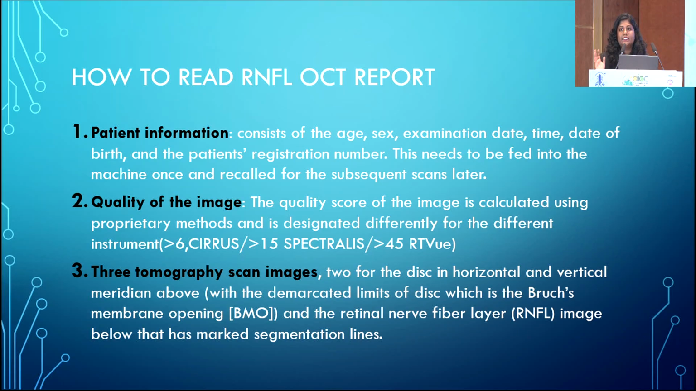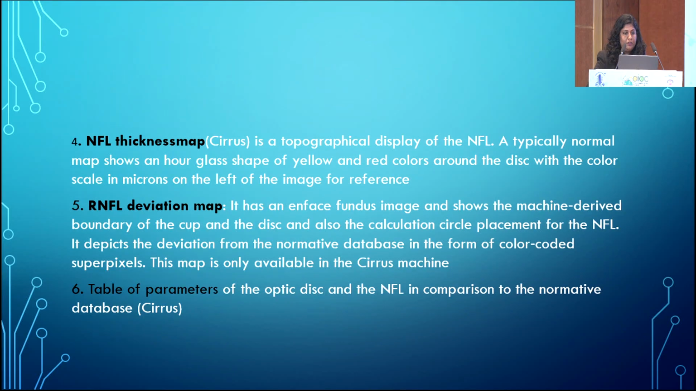What is the quality of the image? It is specific for each machine. For Cirrus, it is more than 6. For Spectralis, it is more than 15. And for RTVue, it is more than 45. You have to check the quality of the image. Then what is the third one? Tomographic scanning images, that is horizontal and vertical, marked on the BMO. And I told you earlier what the 4th and 5th are: the RNFL thickness map and also the deviation map.